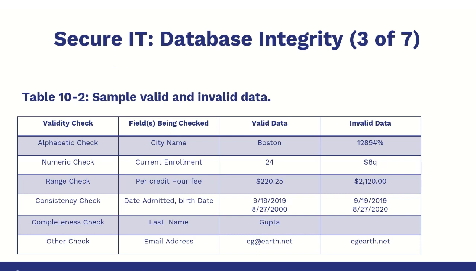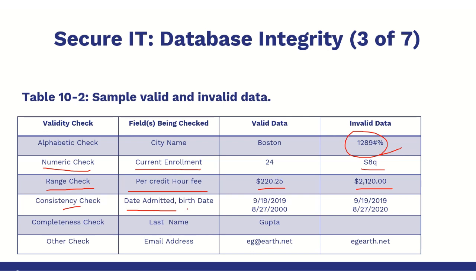The valid data and invalid data can be shown with a validity check, for example the alphabetic check. If the city name contains some numeric characters or special symbols, then immediately the system will tell you that this is invalid data. Now you can have the numeric check on the database as well. You have the current enrollment, and the valid data is numeric, but if you put some text there, then immediately it will be invalidated. If your data does not satisfy the range, let's say per credit hour fee, your valid data can be this one, invalid data can be that one, so you can validate it against a range.